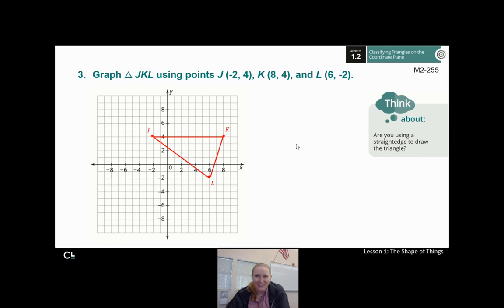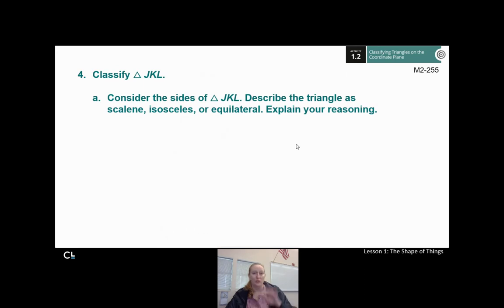So we're going to classify triangle JKL. First thing you're going to do for part A here on number 4, you've just drawn the triangle, you have the points. First thing I want you to do is find the sides of triangle JKL. Just like we did on the other problem, find the lengths of the sides and then decide whether your triangle is scalene, isosceles, or equilateral. Go ahead and hit pause to work your way through that and then hit play when you're ready to check your work.